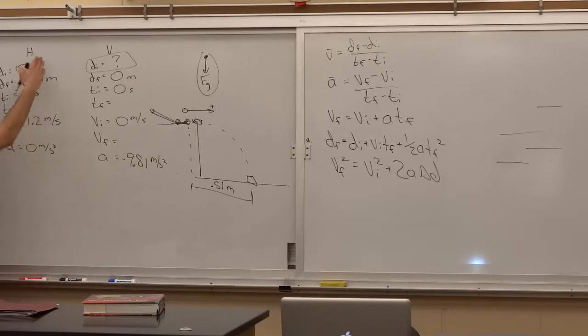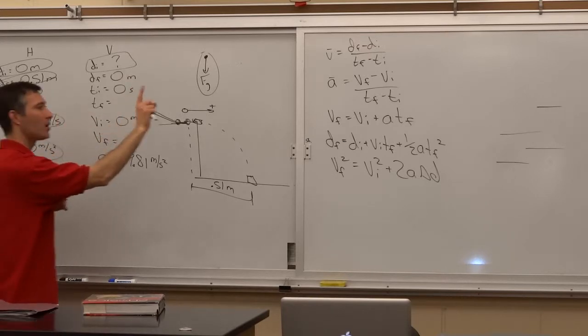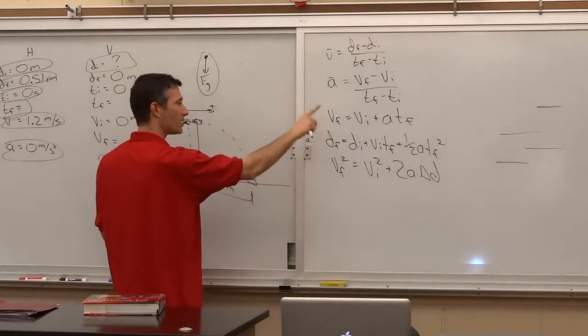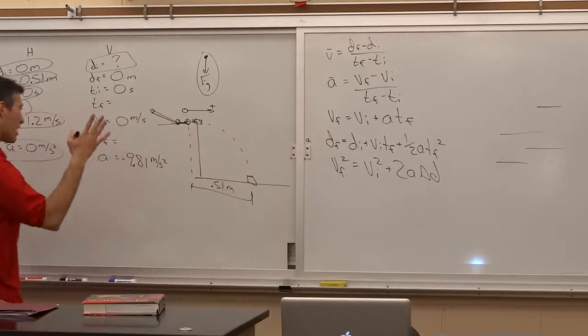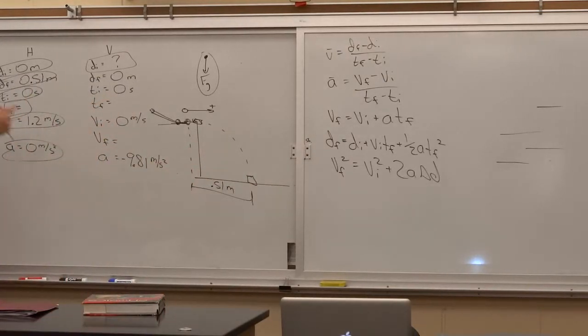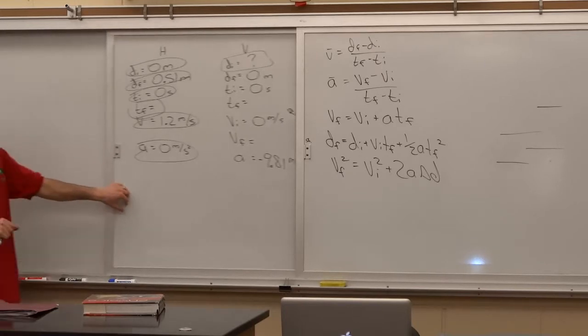Maybe I can get some information from, well, maybe really what I'm going to do. I know everything there is to know horizontally except for the time. And if you remember, it was the time in one of these that was the only thing that prevented us from being able to use it. So my process here is going to be use horizontal stuff to find the time, and then I can use that time to find what I want to find vertically. And that's precisely what I'm going to do.